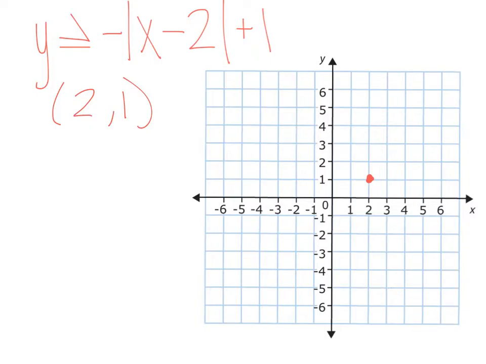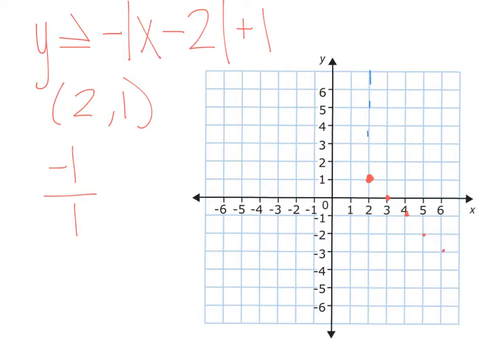So for this one, the stretch or compression is actually just a 1. And then that negative symbol tells us that we've reflected it, so we're going to be going downward. Okay, that's the number that's in front of my absolute value, so I am going to put that over 1. So I'm going to be going down 1, to the right 1, down 1, to the right 1, and so on. So down 1 to the right 1, plot a point, down 1 to the right 1, plot a point. So I'll end up with something that looks like this.